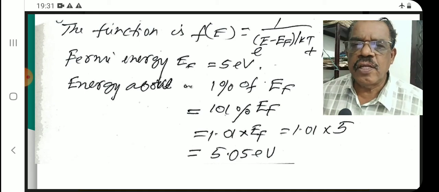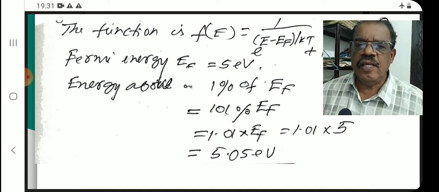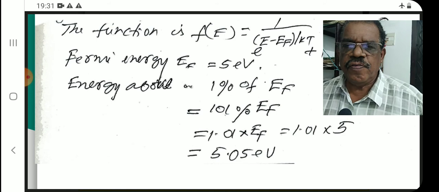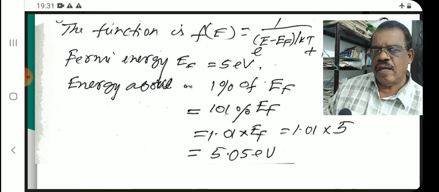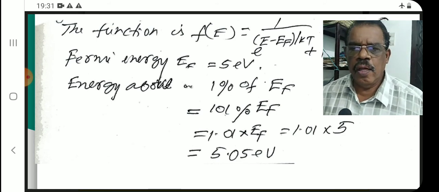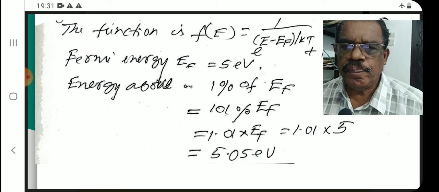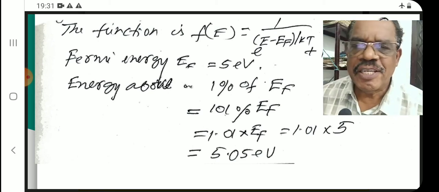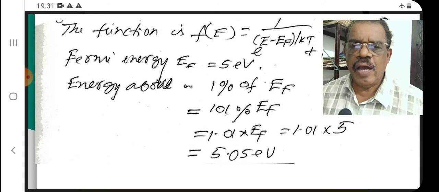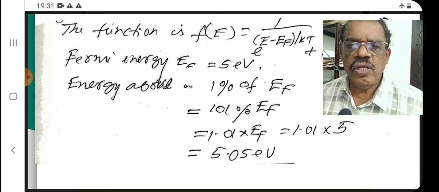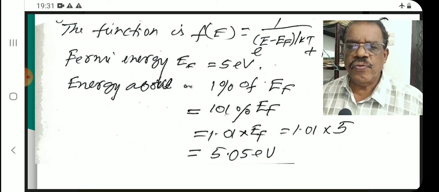Energy above 1% of EF is equal to 101% of EF, that is 1.01 into EF. Percentage can be converted into a number by dividing it by 100. 1.01 into EF, that is 1.01 into 5, we get 5.05 eV.